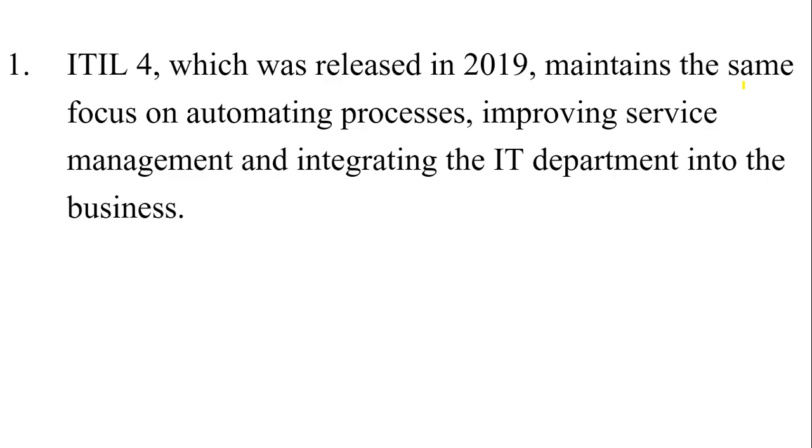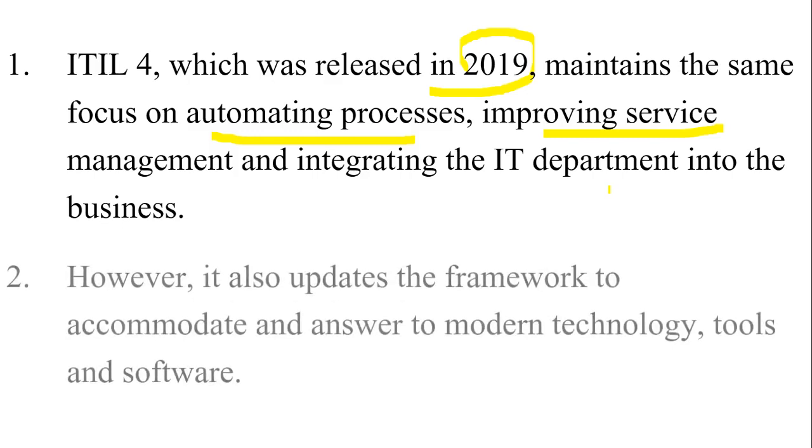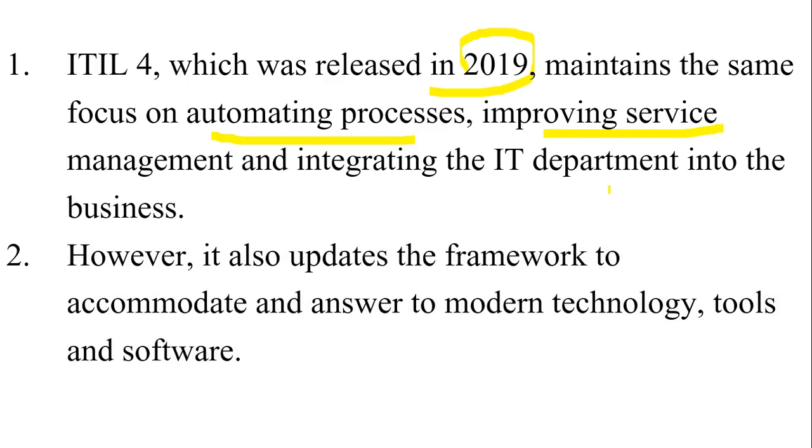The updated version of ITIL available nowadays is ITIL version 4, released in 2019, and it maintains the same focus on automating processes, improving service management, and integrating the IT department into the business. So again, it has the same focus, providing better service for business, but it is an updated version. However, it also updates the frameworks to accommodate and answer modern technology, tools and software.